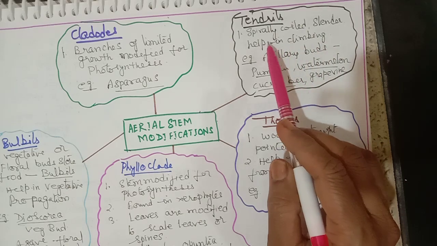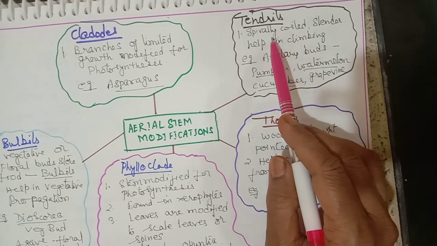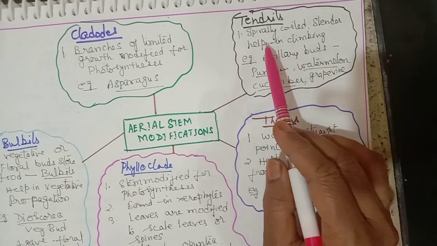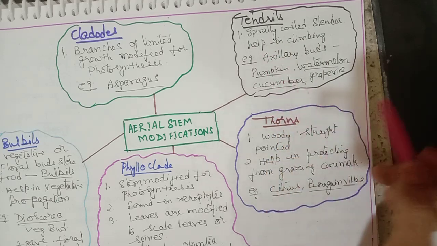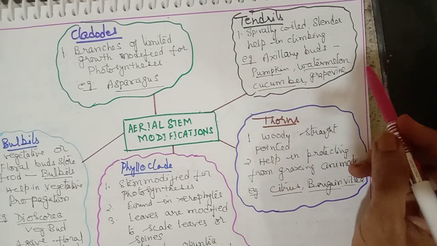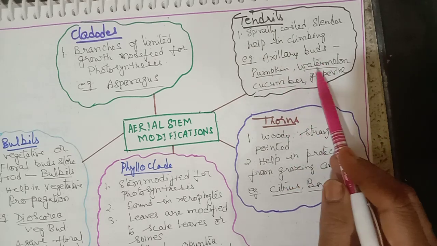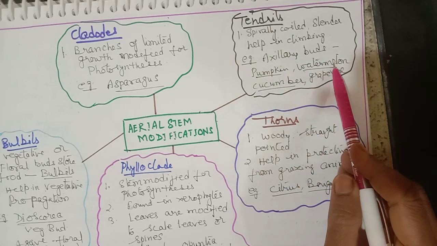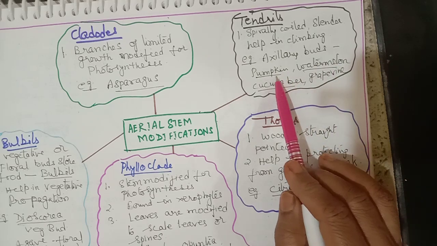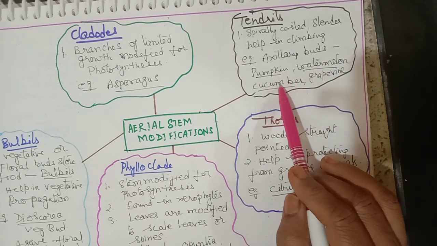So first modification, tendrils. Tendrils are spirally coiled slender structures. Slender means they are very sensitive, delicate structures. They help in climbing. For example, axillary buds form tendrils in case of pumpkin, watermelon, cucumber.